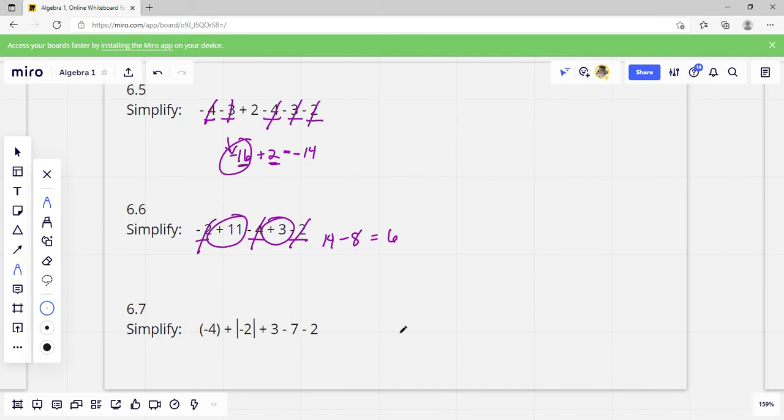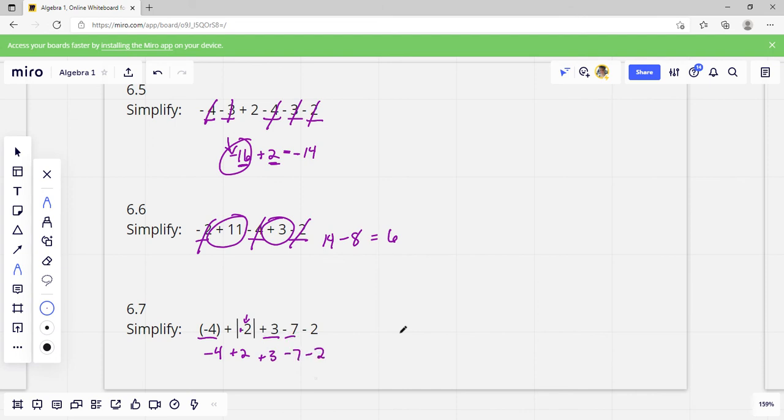All right, this one has an absolute value sign here. So first I'm going to go through these one at a time. I'm going to write this one as negative 4. The absolute value of negative 2, remember absolute value means we take away the negative sign, so that would just be positive 2. This one is positive 3. That one is negative 7.